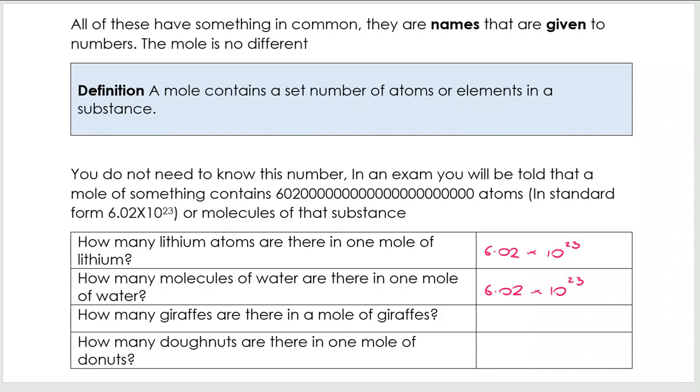So if I were to get a molar measurement of giraffes, how many giraffes would there be in 1 mole of giraffes? That would be 6.02 by 10 to the power of 23 giraffes. And you can see where this is going. There would be 6.02 by 10 to the power of 23 donuts in 1 mole of donuts.